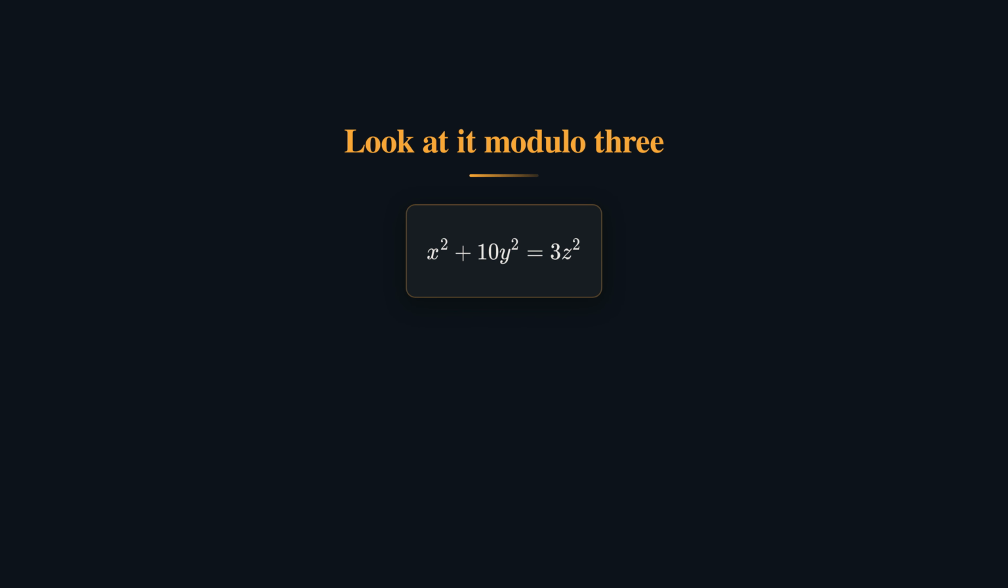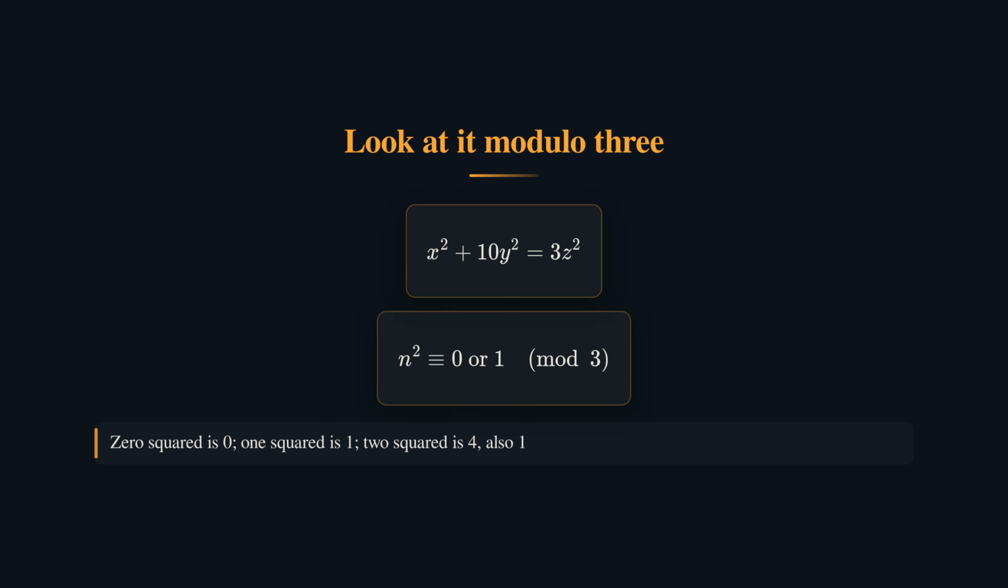The way in is to reduce everything modulo 3, and it helps to keep the equation itself in view while we do it. There it is again, x squared plus 10y squared equals 3z squared. And here is the only fact we need about squares. A square is congruent to either 0 or 1 modulo 3. Check it. 0 squared is 0, 1 squared is 1, 2 squared is 4, which is also 1. A square is never congruent to 2.